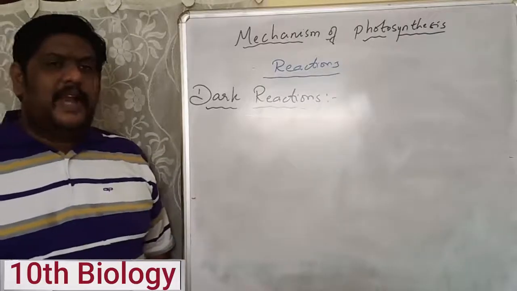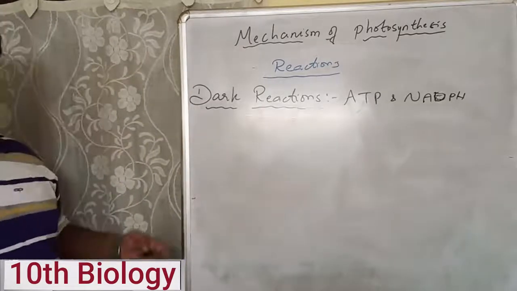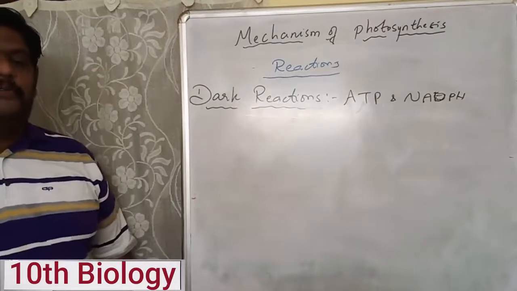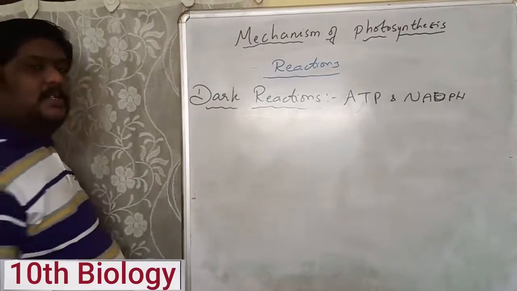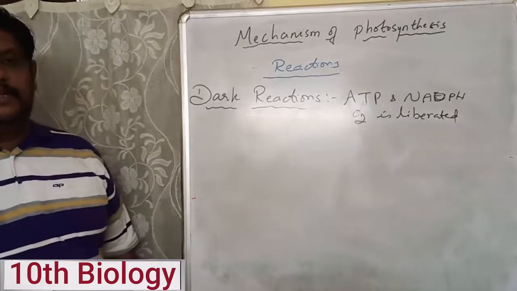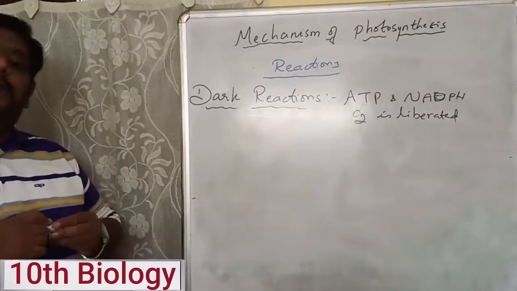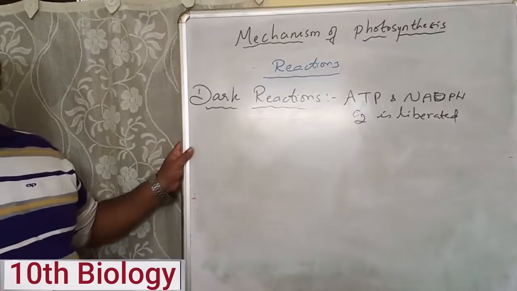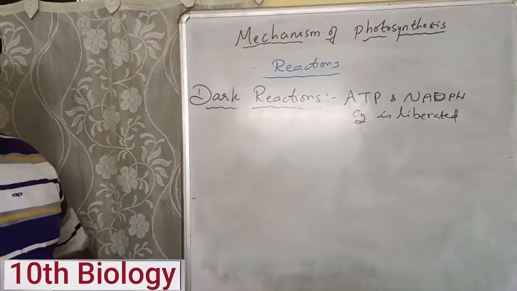So we have seen that there are two end products, especially ATP and NADPH, formed in the process of light reactions. And also we have seen that oxygen is liberated. And till now we did not see the formation of the starch. Did we see the formation of the starch? No, we did not. So here we are going to see the formation of starch now.